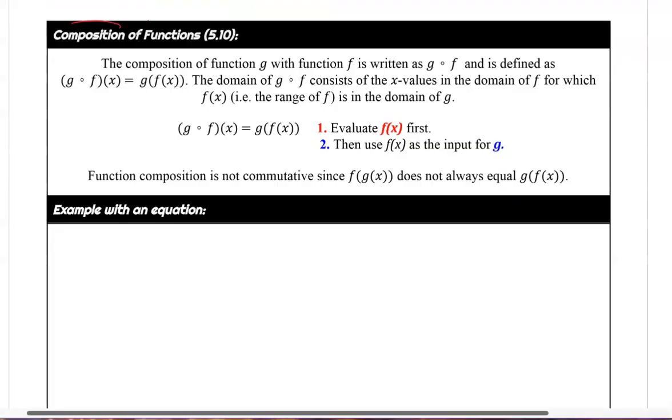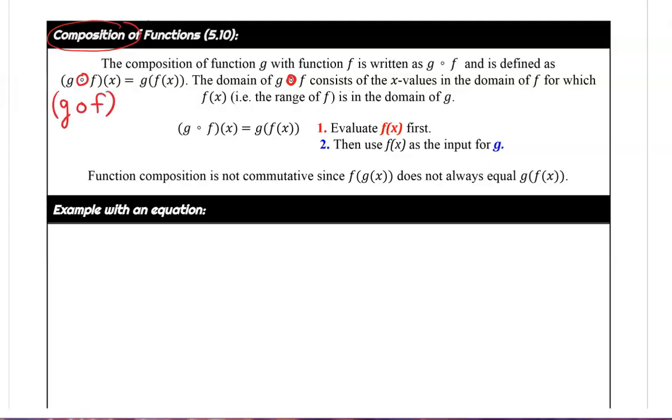So 5-10 is on composition of functions, which is a little bit more involved than just simply adding, subtracting, multiplying, or dividing. So you'll notice here this notation with an open circle, right? So g open circle f of x is not the same thing as g dot f of x. G dot f of x means multiply, and we just multiplied. This means compose.